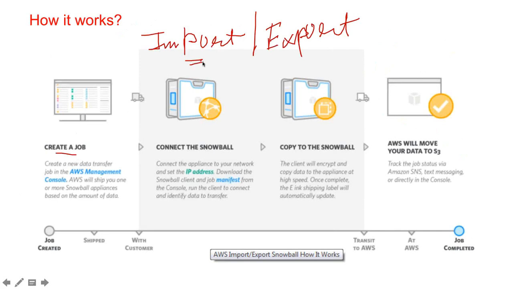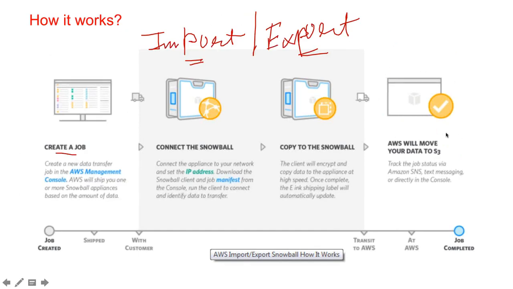If you go for import, it means you can migrate the data from your data center and import it to an S3 bucket. Export means that you can take the data out of the S3 bucket and export it to your data center.